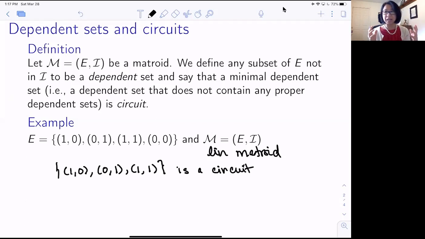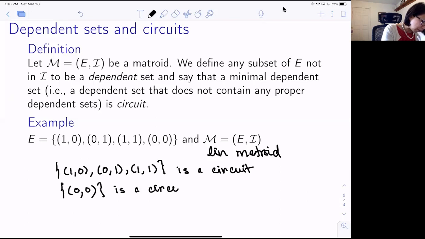Now, any set of more than 2 vectors in R2 has to be dependent. But that doesn't mean that all the minimal dependent sets have to have size 3. For example, if we look at the vector (0,0), we know the 0 vector can't be contained in any linearly independent set. So actually, the 0 vector all by itself is also a circuit. So here we have a circuit in this matroid of size 3 and a circuit of size 1. And in fact, those are all the possible circuits of this matroid.